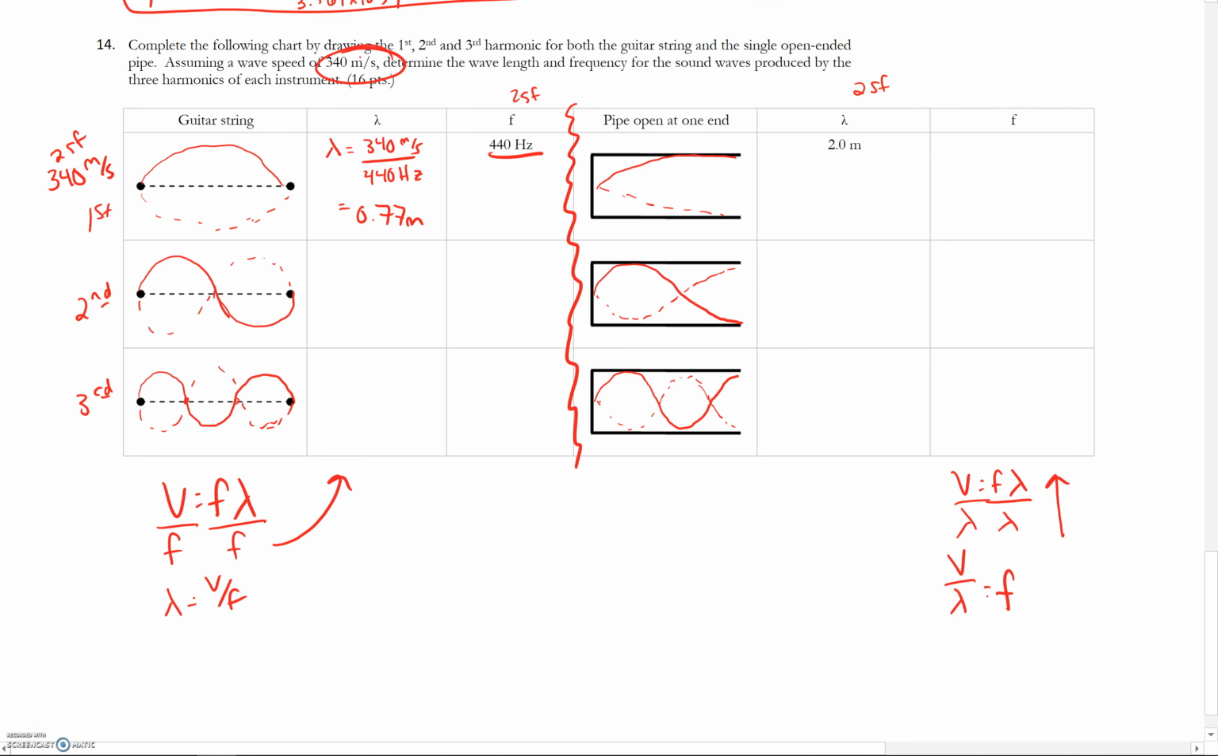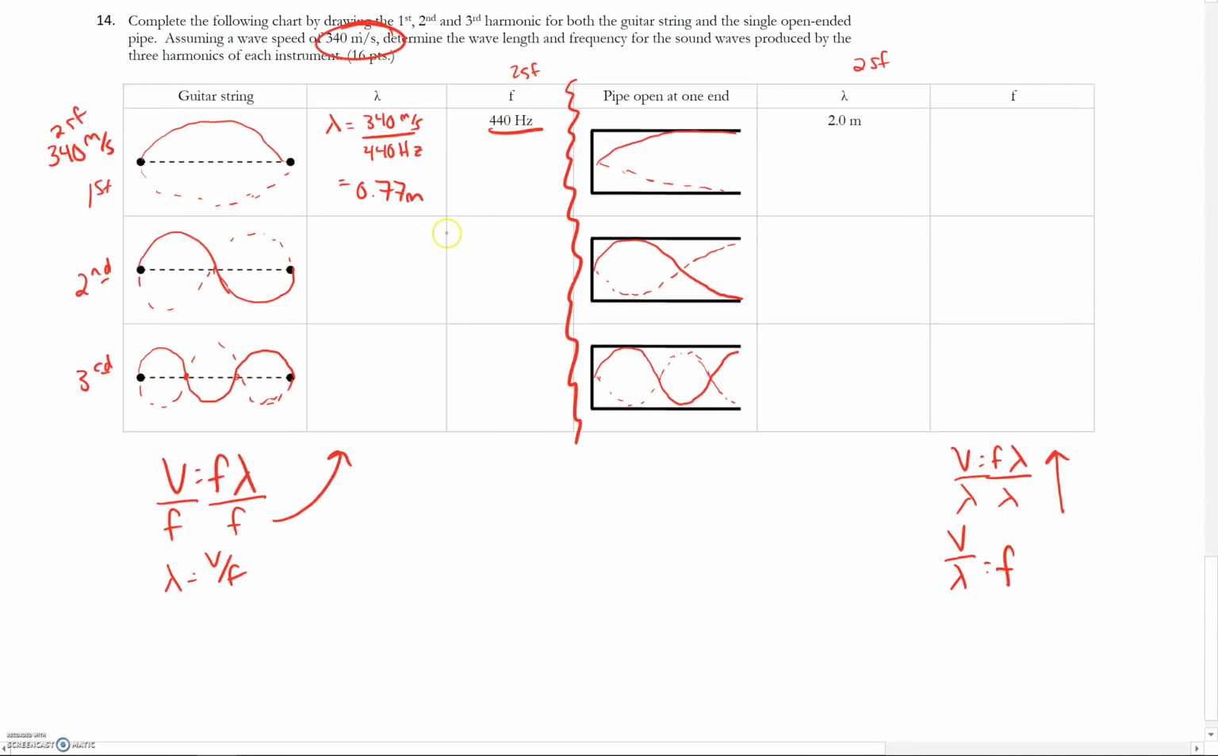So for the situation with a guitar string, we don't skip any harmonics, so we don't skip any basic shapes. So our frequency doubles because we've now added two portions of the original. If you remember, the first case here is half of a wave. So now we've got two halves of a wave, so we have one full wave. That means we doubled our frequency. We crammed 2 times the number of waves into this space. So my frequency doubles up to 880 hertz.